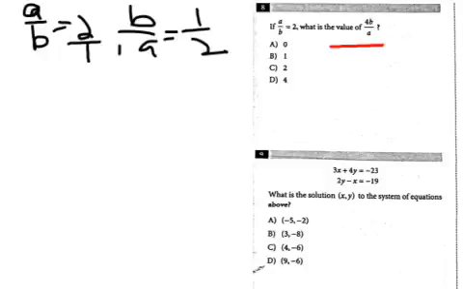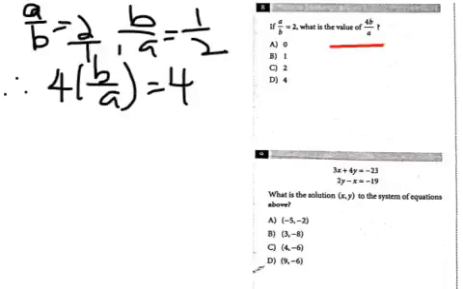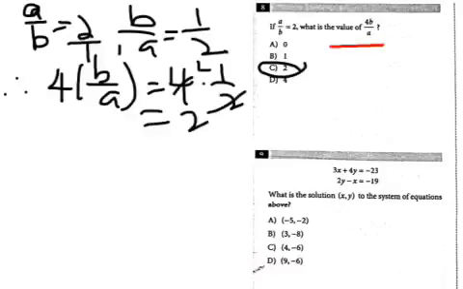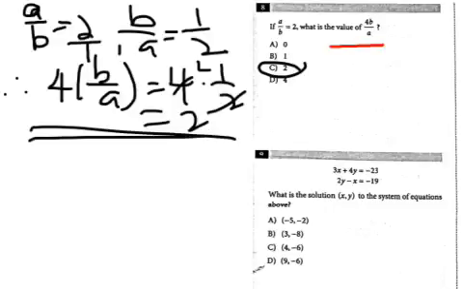So therefore 4b over a, which is 4 times b over a, is equal to 4 times half, which is equal to 2. So the answer is C. And then let's go to question 9.